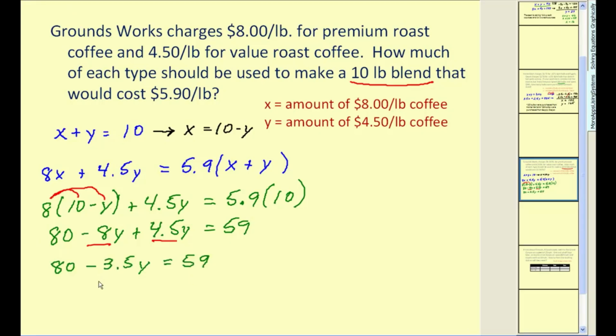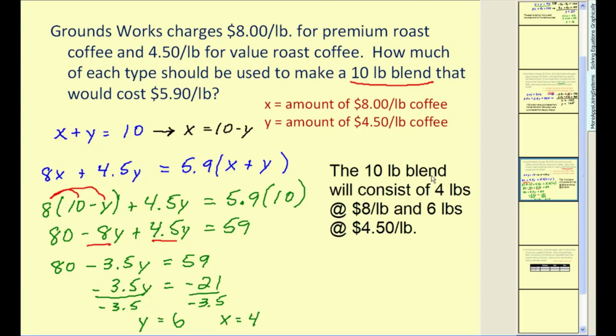Now we'll subtract 80 on both sides. That would give us a negative 21 on the right side, dividing by negative 3.5. We have y equal to 6, so therefore we have 6 pounds at $4.50. We can do mental substitution here. X is equal to 10 minus y, or 10 minus 6, so we can conclude that x equals 4. So we can conclude the 10-pound blend will consist of 4 pounds at $8 per pound and 6 pounds at $4.50 per pound. Okay, we have time for one more.